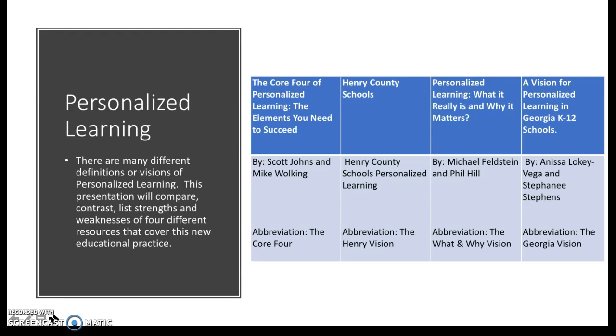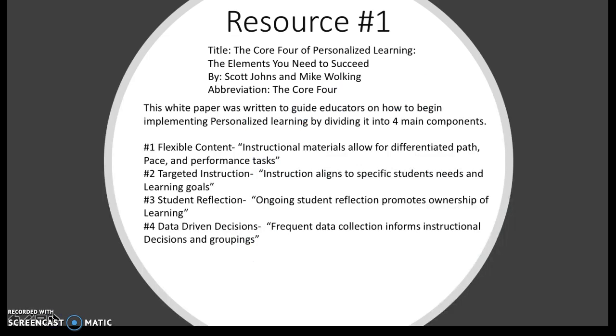There are many different definitions or visions of personalized learning. This presentation will compare, contrast, and list strengths and weaknesses of 4 different resources that cover this new educational practice. The 4 resources are the Core 4 of Personalized Learning, the elements you need to succeed. This was written by Scott Johns and Mike Wolkin. The abbreviation that I will use when discussing this resource will be the Core 4. This white paper was written to guide educators on how to begin implementing personalized learning by dividing it into 4 main components.